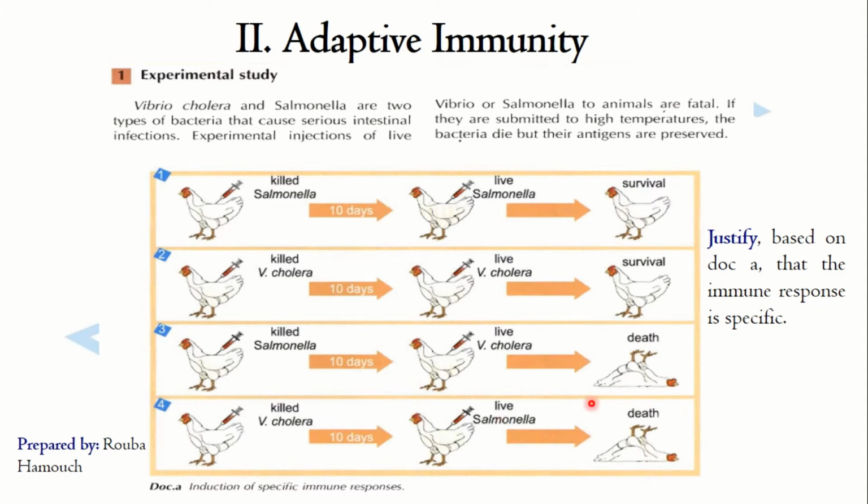So based on these results, we can say that the immune response is specific, since the killed Salmonella gives an immunity against the live Salmonella and the killed Vibrio cholera gives an immunity against the live cholera. So based on document A, we can say that the immune response is specific.